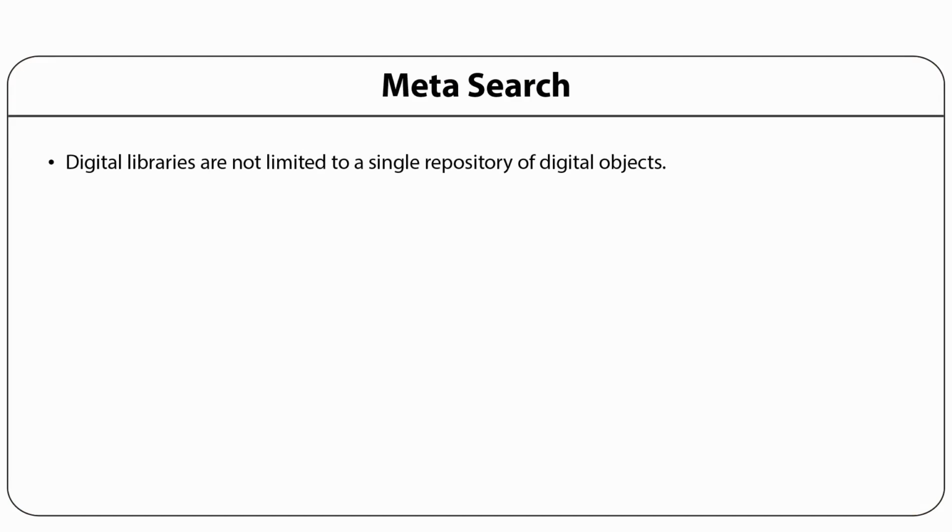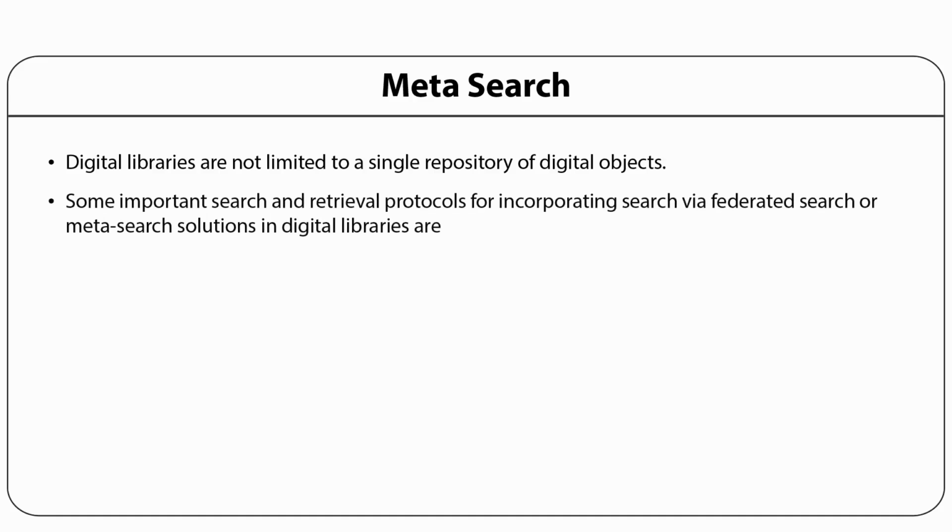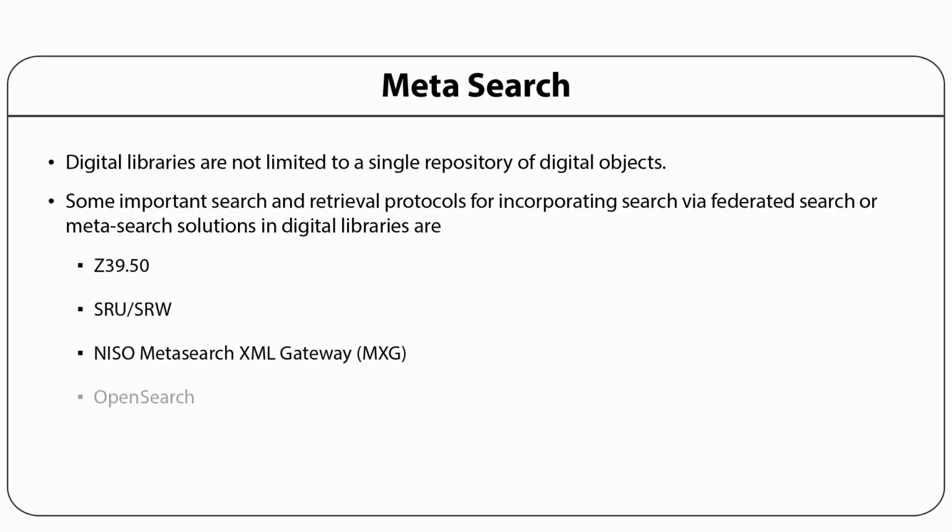Content of a digital library comes from different digital repositories accessible through library portals or resource discovery gateways. To cater to these requirements, digital libraries should incorporate standard and popular federated search protocols for exploring the contents stored in digital libraries. Some important search and retrieval protocols for incorporating search via federated search or meta search solutions in digital libraries are Z39.50, SRU SRW, NISO Meta Search XML Gateway, and OpenSearch.